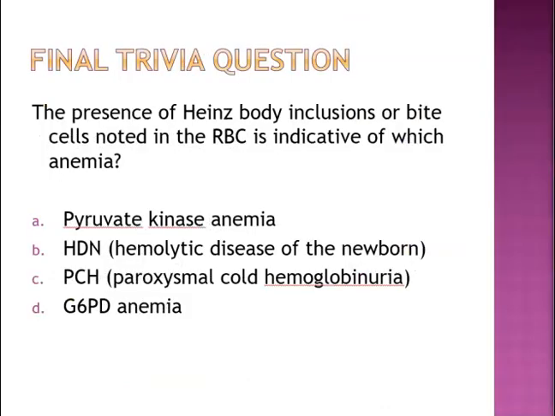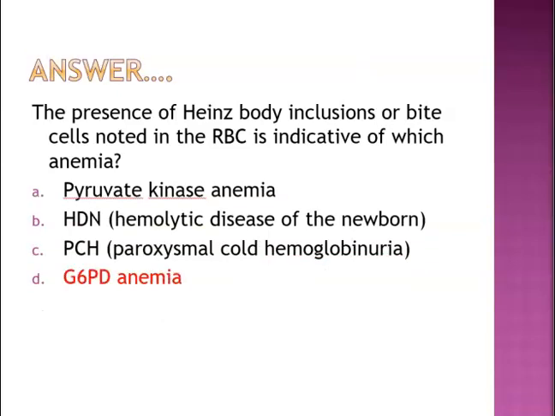We have a final trivia question for this lecture. The presence of Heinz body inclusions or bite cells noted in a red blood cell is indicative of which anemia? Is it pyruvate kinase anemia? Is it HDN? Is it PCH? Or is it G6PD anemia? Pause the video before you move on to see the answer. The answer, of course, is D, G6PD anemia. Those are the ones where you're going to end up with your Heinz body inclusions, and the spleen's going to want to take those Heinz bodies out, and you're going to end up with a bite cell.